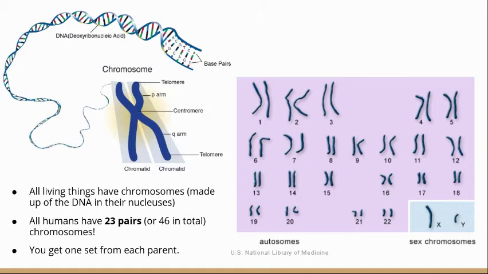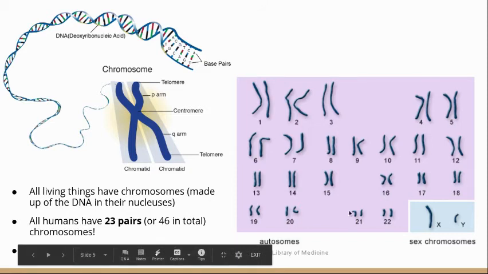Another thing I wanted to talk about before we get into the genetics terminology: we talked about DNA a lot, and we're still talking about DNA here. This is what the DNA strand looks like, and they get into the shape of chromosomes. These chromosomes are literally just made up of DNA, all scrunched together. All living things have chromosomes because all living things have DNA. Us as humans, we have 23 pairs or 46 total chromosomes. Here's a little picture of all of our chromosomes.